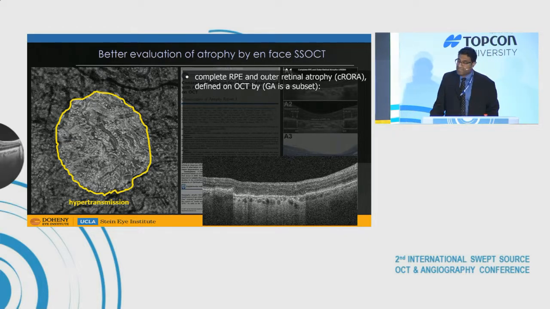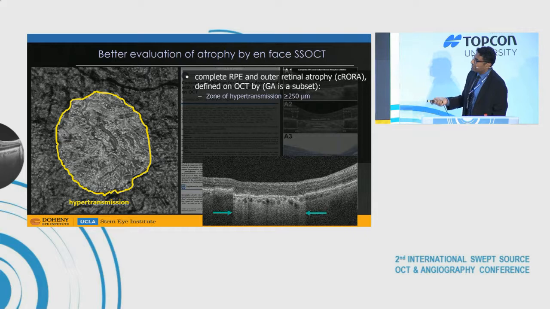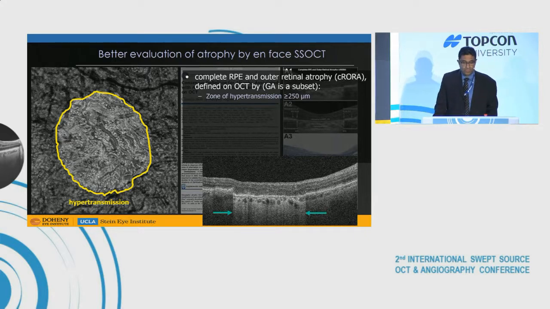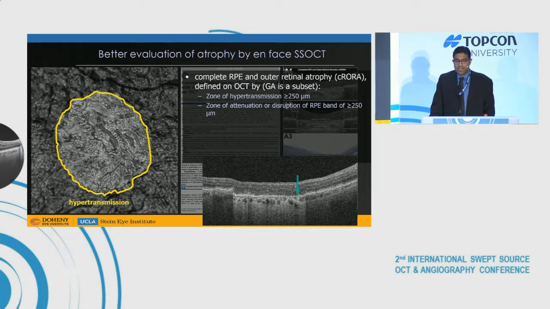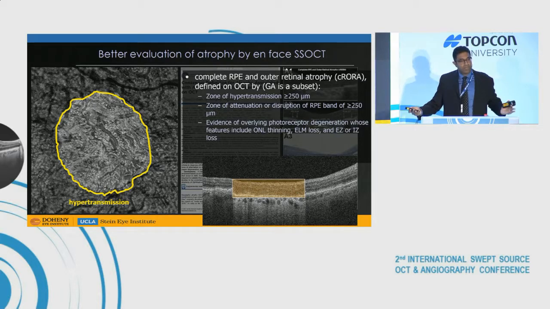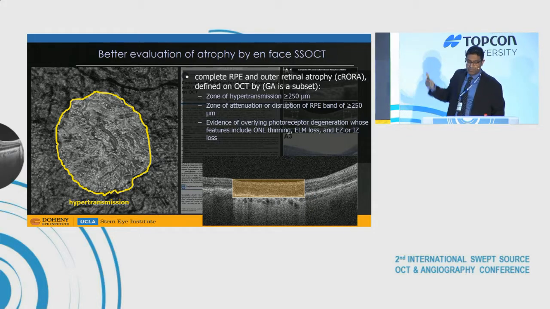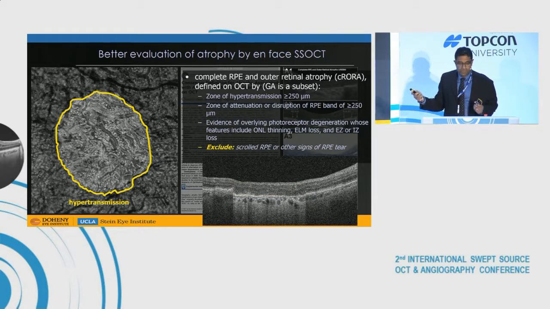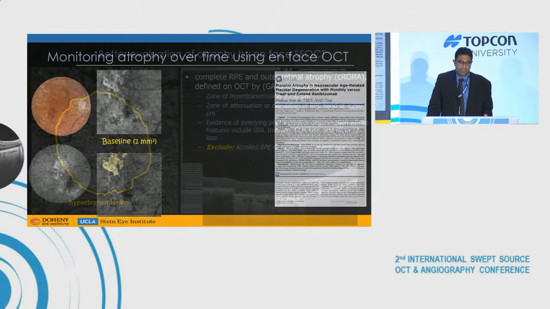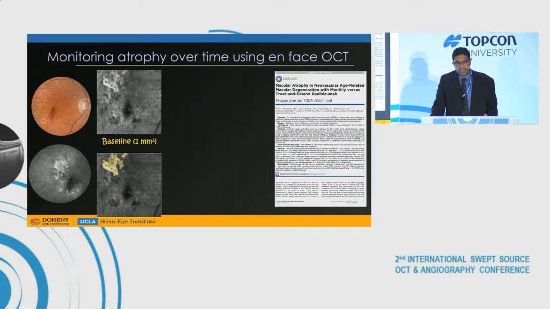It was defined in particular by this zone of hypertransmission, which is really easily revealed on en face OCT, as well as by observing attenuation or disruption of the RPE band, and also having evidence of overlying photoreceptor degeneration. So you have these three features. This was just published in Ophthalmology, and if you don't have evidence of an RPE tear, then you can make the diagnosis of atrophy.